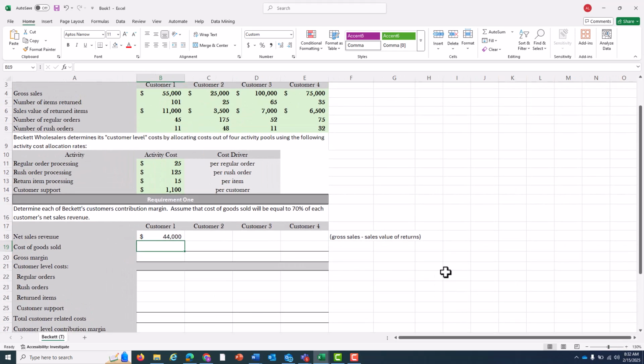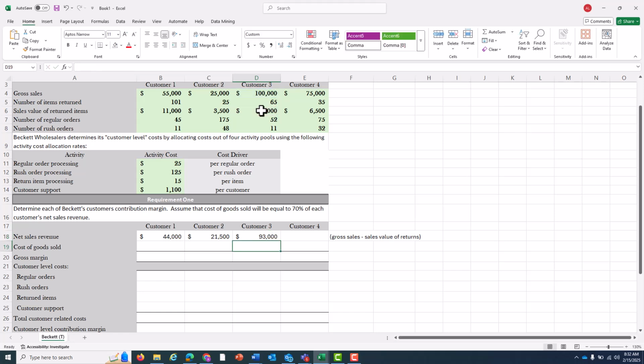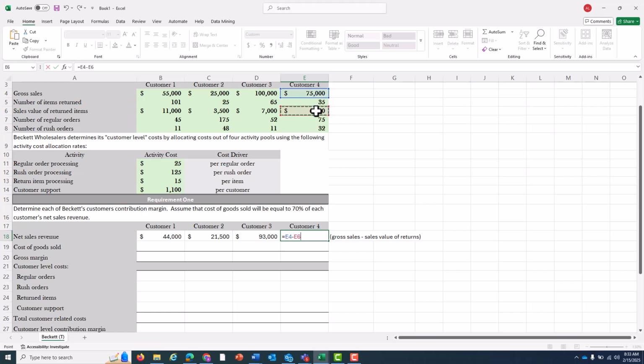There we go. Customer 2, same concept. We're always just going to take each customer's gross sales and subtract out the sales value of their returns. So for customer 2, they had net sales of $21,500. Customer 3, who had $100,000 in gross sales but returned $7,000 of that, had net sales of $93,000. And customer 4, after we've accounted for their returns, generated net sales revenue of $68,500.